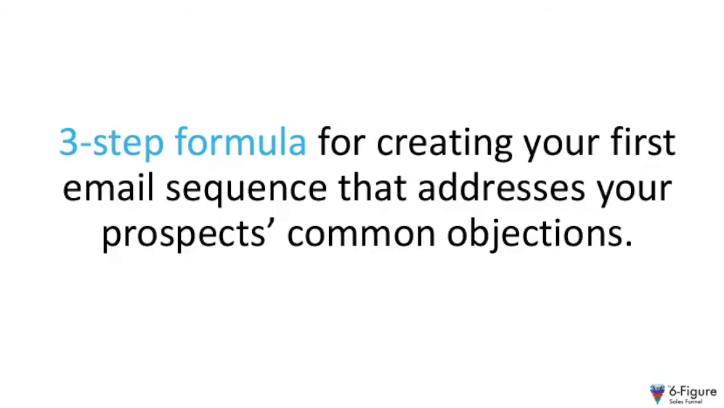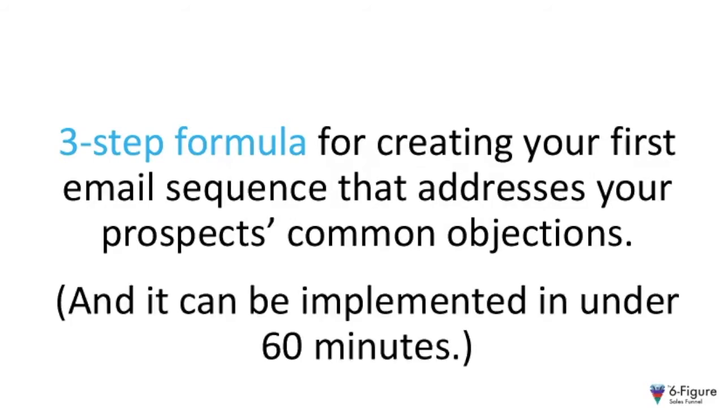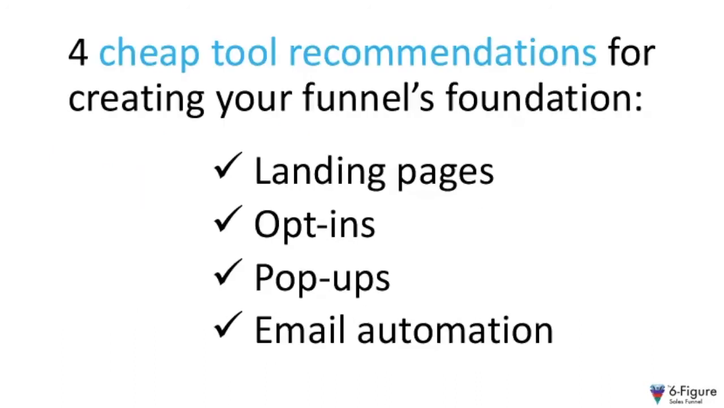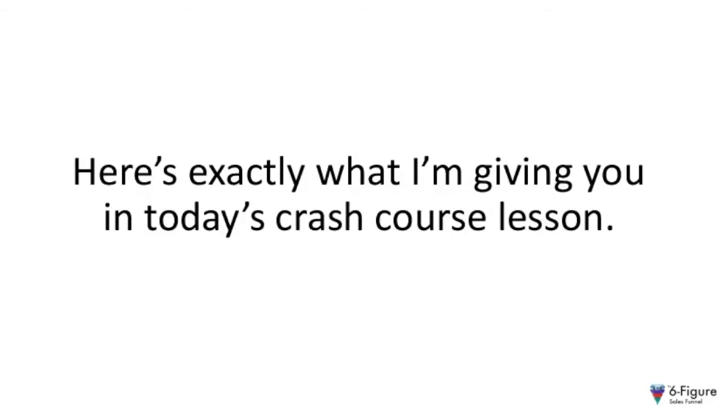One of the most useful pieces, I'd say, was the easy 3-step formula for creating your first email sequence that addresses your prospects' most common objections. And it can be implemented in under 60 minutes. Finally, I gave you my top 4 cheap tool recommendations for creating your funnel's foundation with landing pages, opt-ins, pop-ups, and follow-up with email automation.